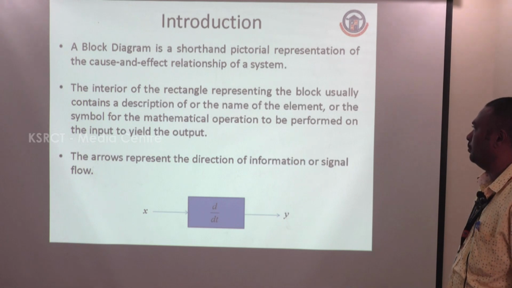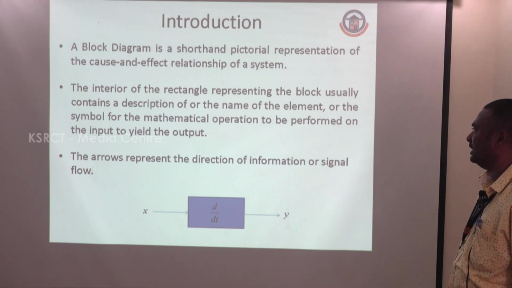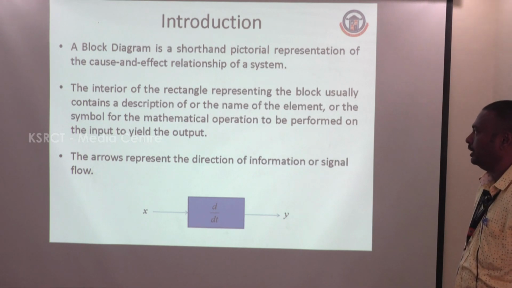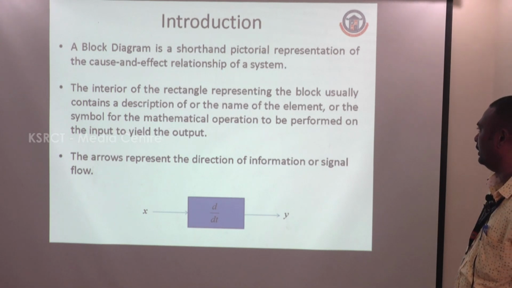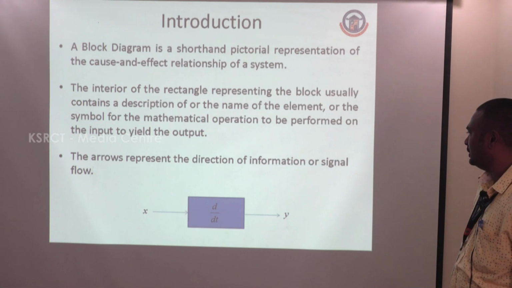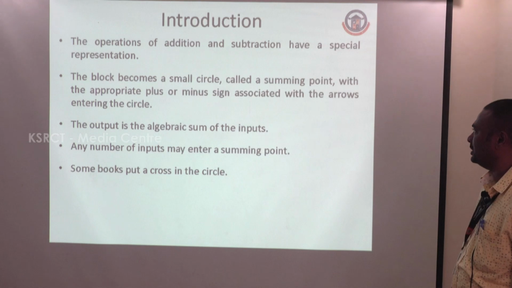Introduction about block diagram reduction. A block diagram is a pictorial representation of the cause and effect relationship of a system. The interior of the rectangle represents the block, usually containing the description or name of the element, or the simple mathematical operation to be performed on the input to yield the output. The arrow represents the direction of information or signal flow. The operations of addition and subtraction have special representation.